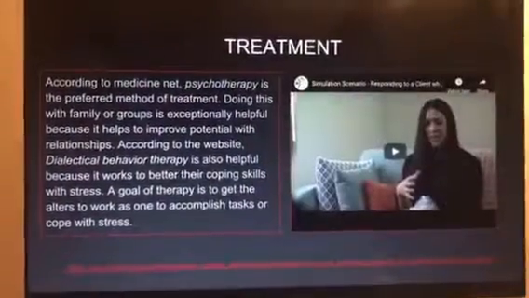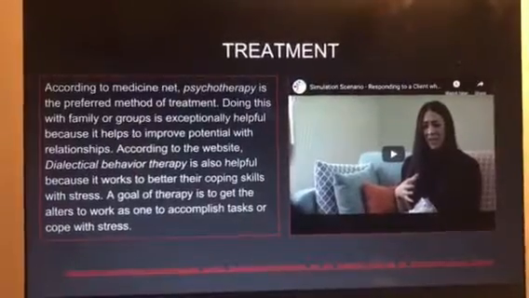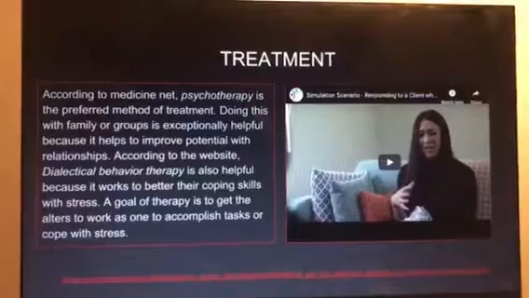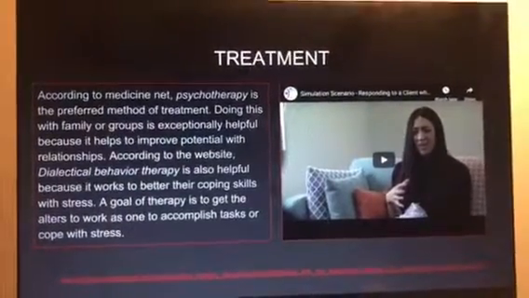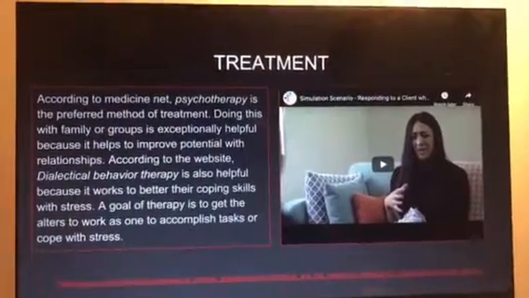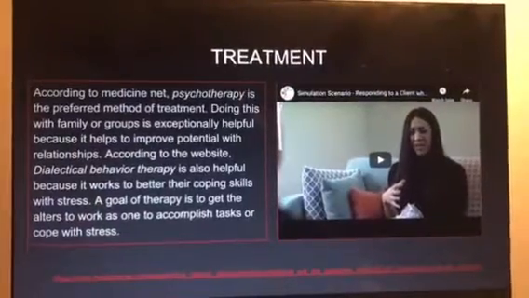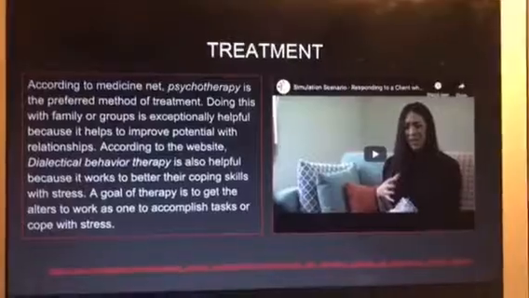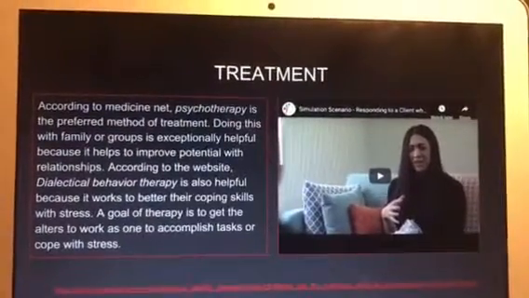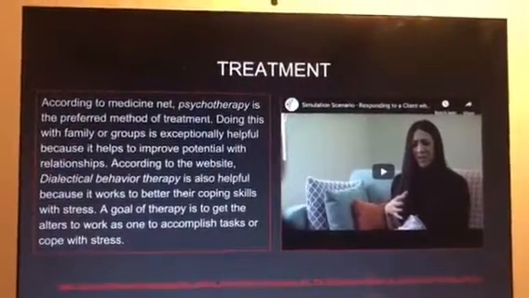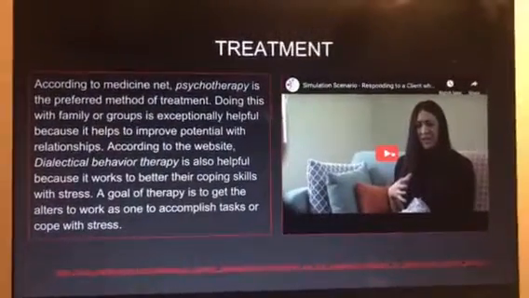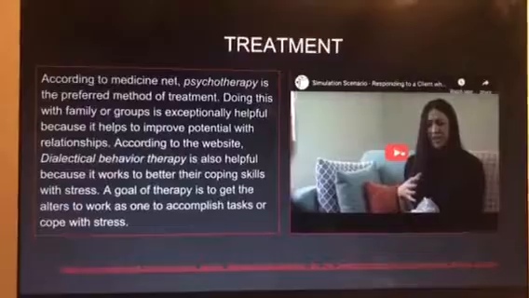Treatment options. According to Medicine.net, psychotherapy is the preferred method of treatment. Doing this with family or groups is exceptionally helpful because it helps to improve potential with relationships. According to the website, dialectical behavior therapy is also helpful because it works to better their coping skills with stress. The goal of therapy is to get the alters to work as one to accomplish tasks or cope with stress. Here is an example of what a treatment session would be like with one of these patients.